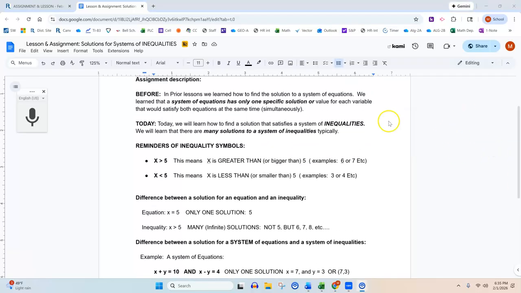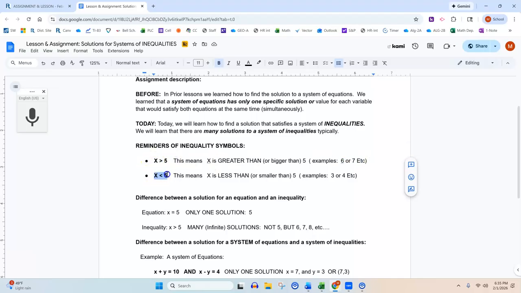Okay, so what I'd like to do right now is do a quick review, a reminder of what inequality symbols mean. Again, make sure you translate this to make sure you understand this. If you have x and this symbol here, 5, this means that x is greater than 5. It points to the smaller one. It opens up or maybe eats the bigger one, right? So this means x is greater than or bigger than 5. Examples could be 6 or 7.